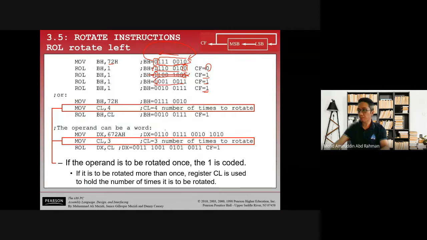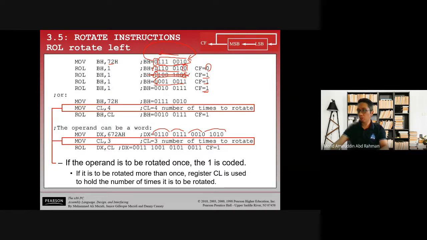Azira, okay, let's have a look at this word. We are going to rotate that three times. So this is the number which is 6, 7, 2, 8. This is 6, then 7, then 2, and then 8. So we have this, right?